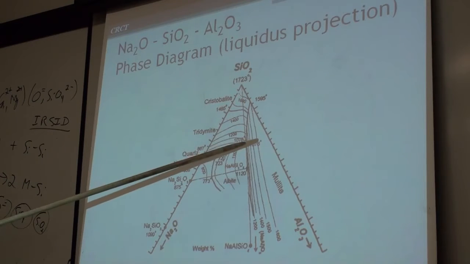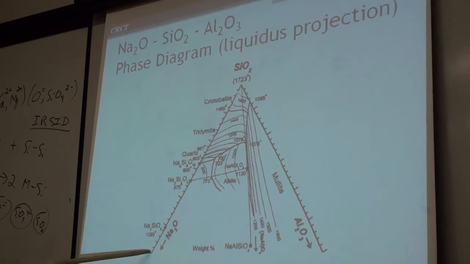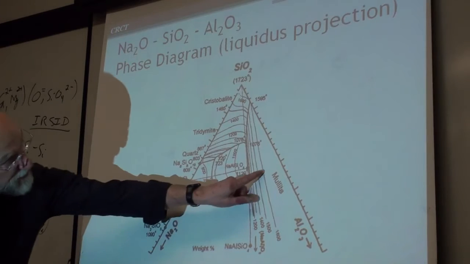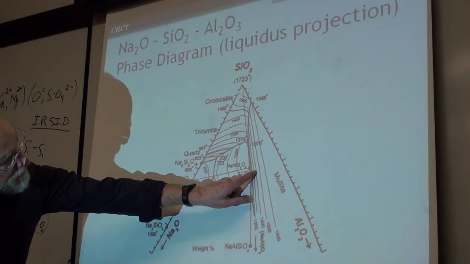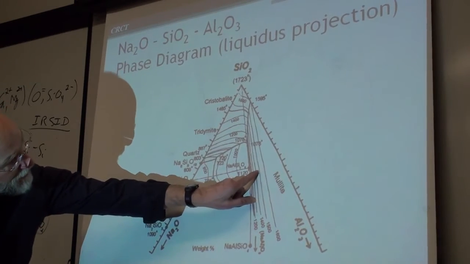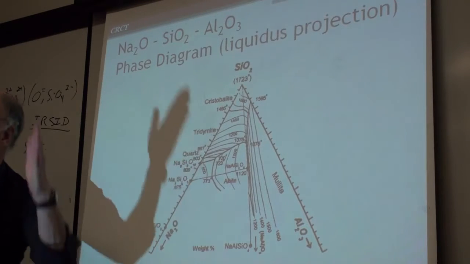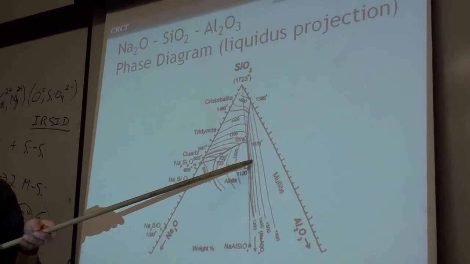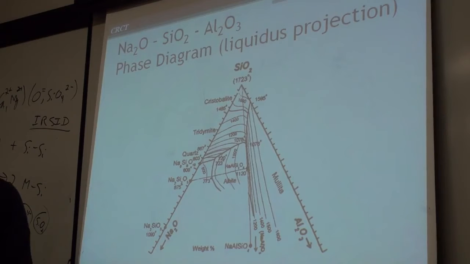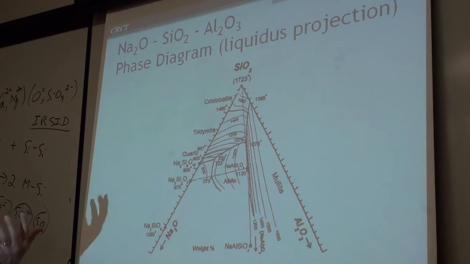But if you, at the same time, start here and add some sodium oxide, look how fast these liquidus curves, these are every 50 degrees, 100 degrees, just come down vertically. In other words, it becomes extremely stable. If the liquidus goes down, it means the liquid is being hugely stabilized by adding sodium and alumina simultaneously.